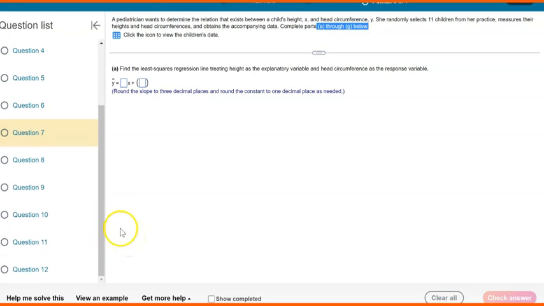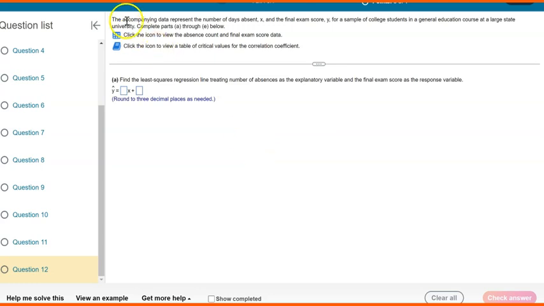Okay, question number 12. The accompanying data represent the number of days absent x, which is how many days a student was absent, and the final exam score y. Therefore, you have two variables, number of days absent x and the final exam score y. For a sample of college students in general education courses at a large state university, complete parts A through E below. Okay, here's the data.